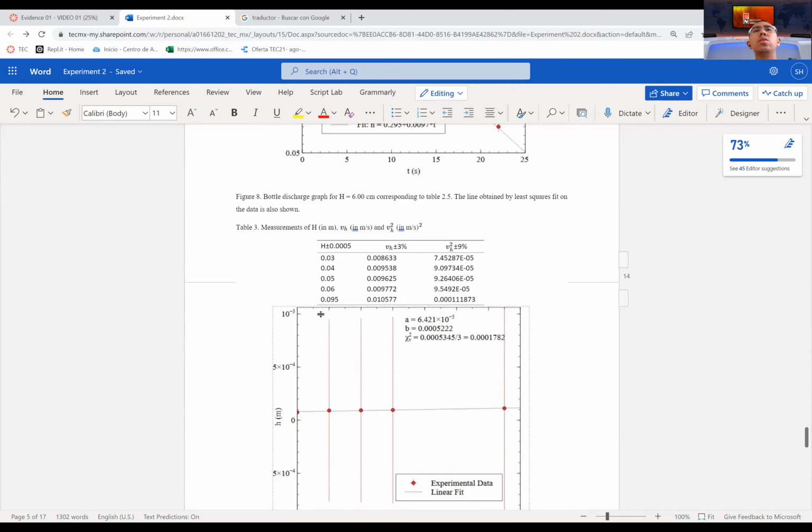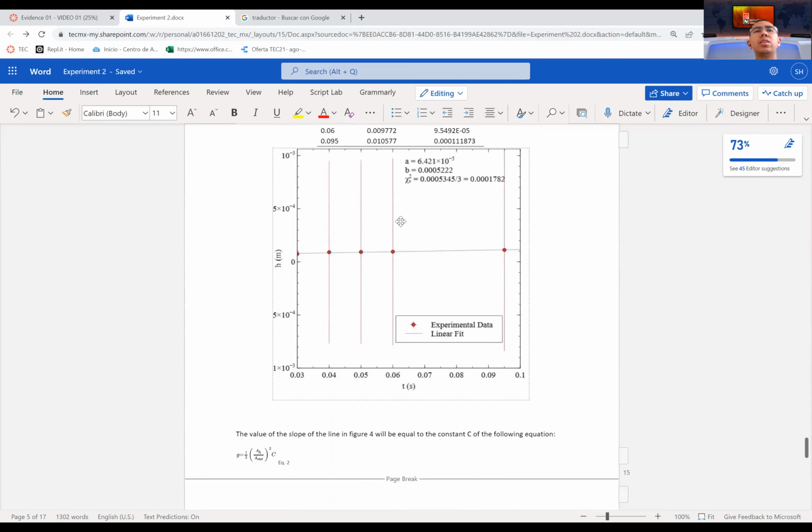that we do with the velocity h. Right here we have our velocity h that has a 3% standard deviation, and right here we have the Bh squared with a 9% standard deviation. Right here we have its table.